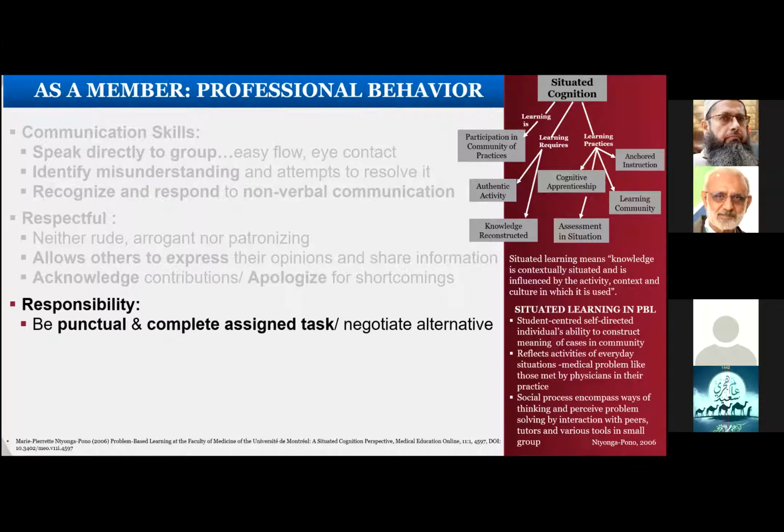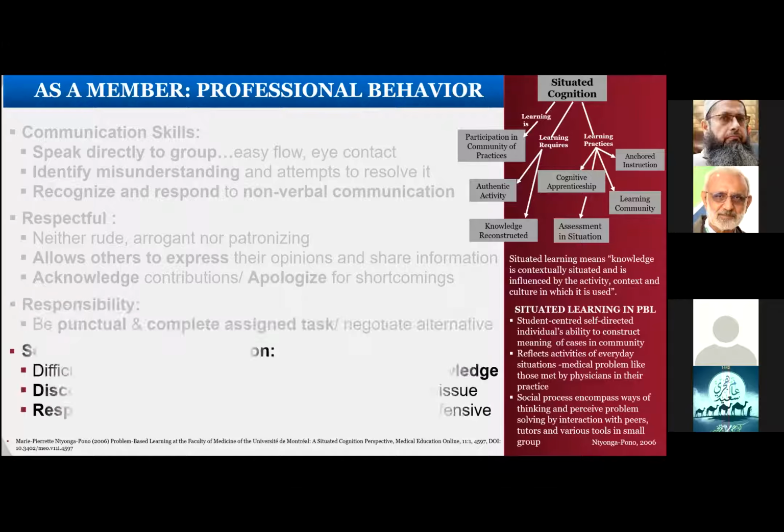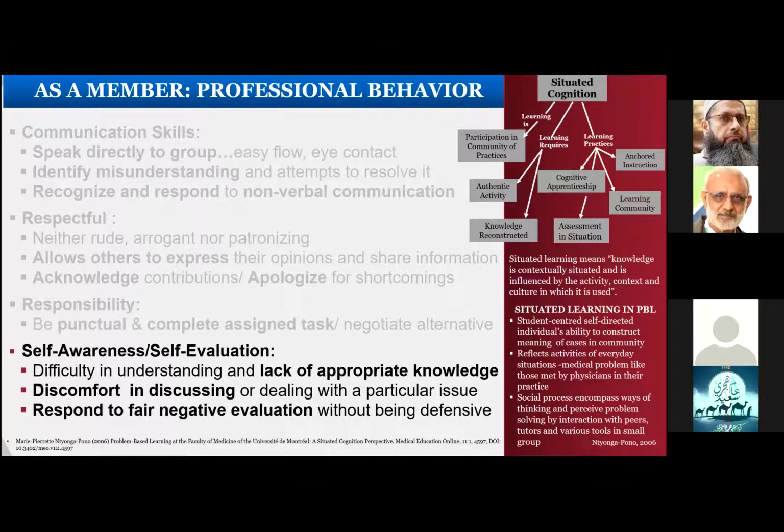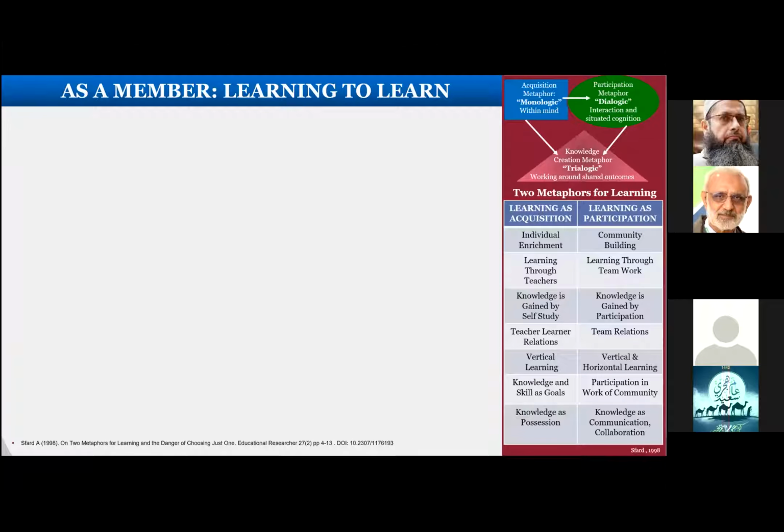Be responsible, be punctual and complete the tasks which are assigned, and if you are not able to do it, negotiate an alternative. Self-awareness and self-evaluation: difficulty in understanding and lack of appropriate knowledge. If you identify it, then you know that you have to improve on those things. Discomfort in discussing or dealing with a particular issue, or respond to fear of negative evaluation without being defensive.